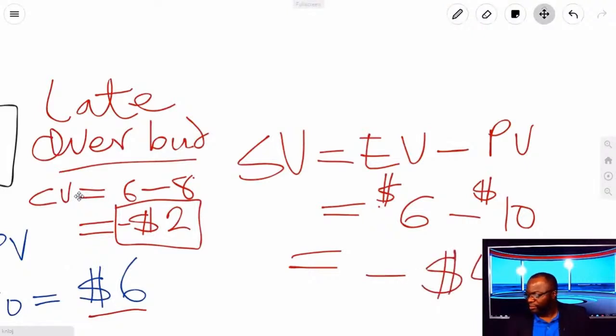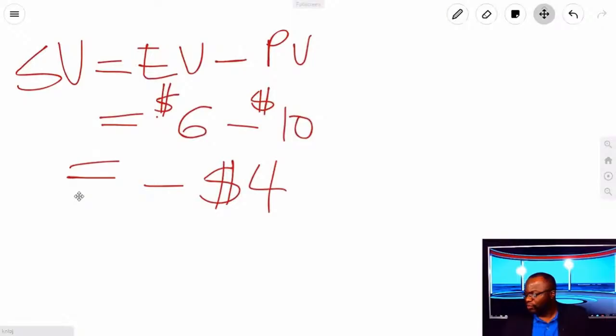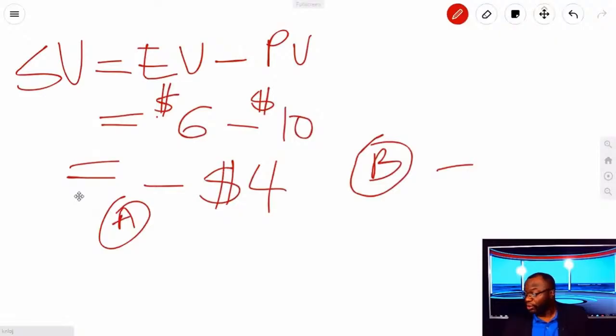Now, on the exam, you know what they could do to you? They could give you options as minus 4, A, minus $4, B, minus 4, no dollar sign. You see that? You see that trick? There's a difference between the minus $4 and the minus 4. If you choose the minus 4 on the exam, you're going to get it wrong.